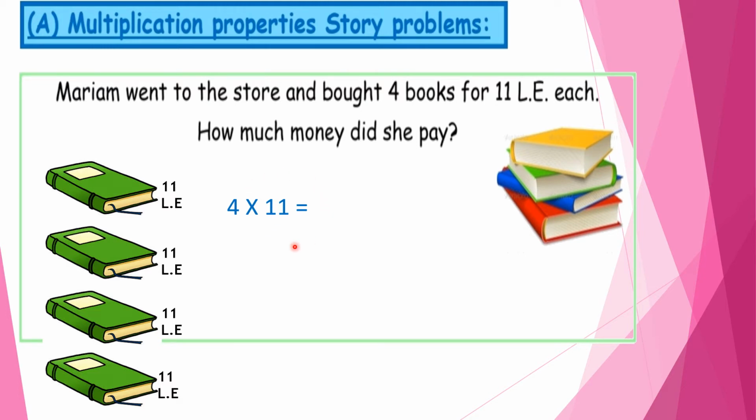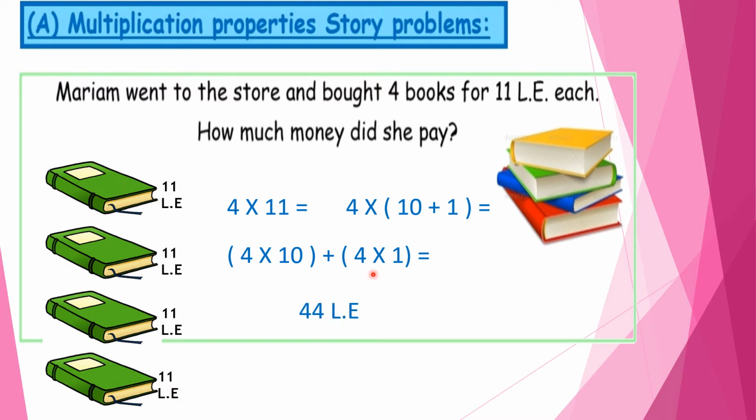4 by 11, it's not something that I can find, so I will decompose it into 10 plus 1 because I don't know the multiplication fact of 11. So 4 by 10 plus 1 is easier for me. So I will distribute it into 4 by 10 plus 4 by 1. 4 by 10 is 40 and 4 by 1 is 4. So 40 plus 4 is 44 LE.